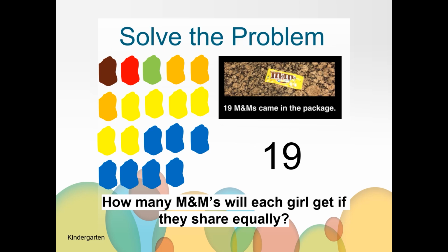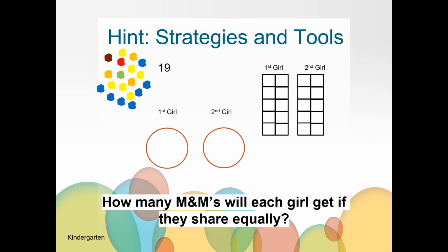Now that you have this new information, try to solve the problem. How many M&Ms will each girl get if they share the M&Ms equally? Use your paper and pencil to solve. If you're having a hard time, that's okay. Think about different strategies that you can use to help you count.